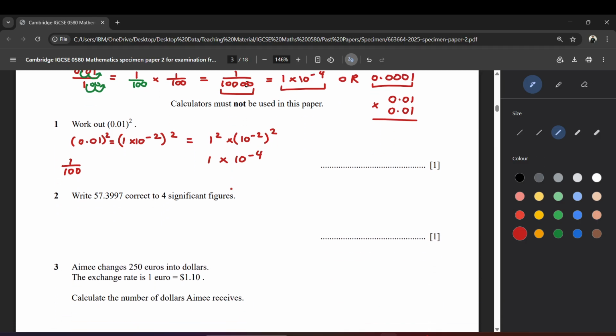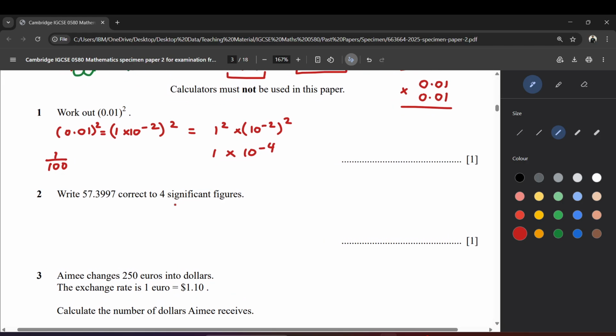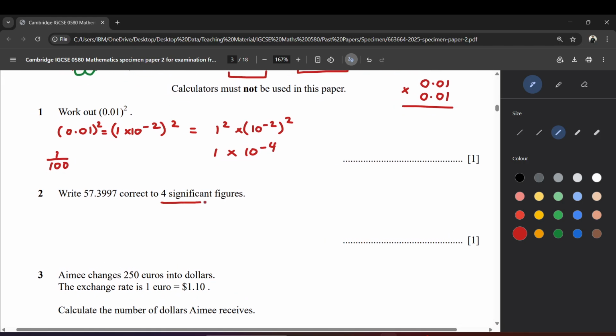All right. Question number two. Write 57.3997 correct to four significant figures. Now there are some students who get confused when it comes to significant figures. They might be comfortable when you're asked to round to a certain number of decimal places. First of all, starting from the left, count which one is the fourth significant figure. If I start counting from the left, this is 1, 2, 3, and 4. This is the fourth significant figure.